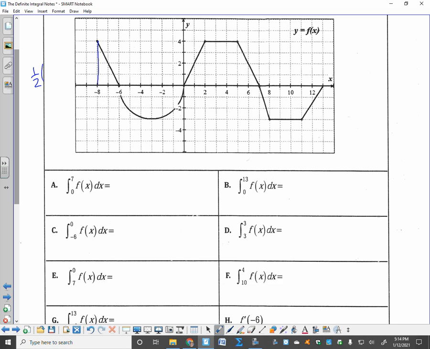So 1/2 base times height, so 4. Half a circle, so pi r squared over 2, and that would be the center. 1, 2, 3, so radius of 3, so 9 pi over 2, and he would be negative.